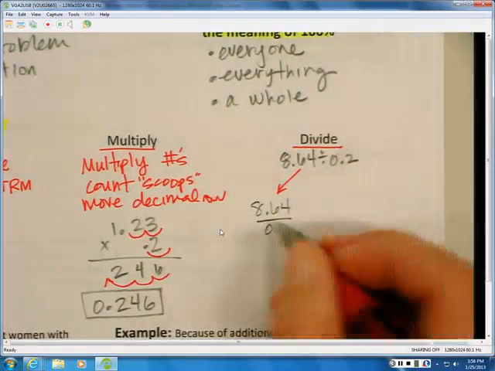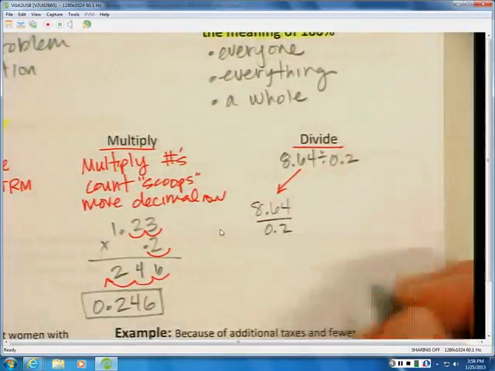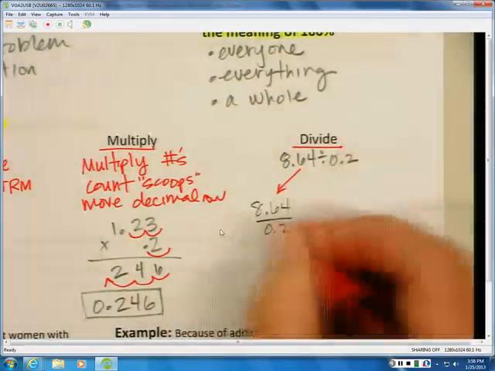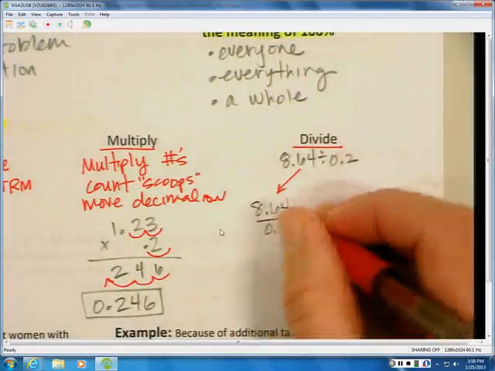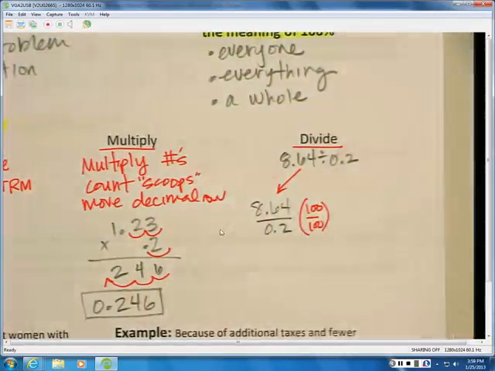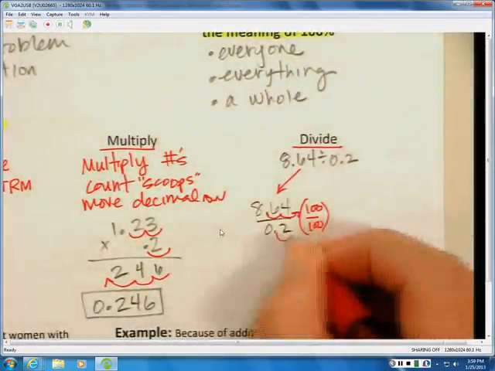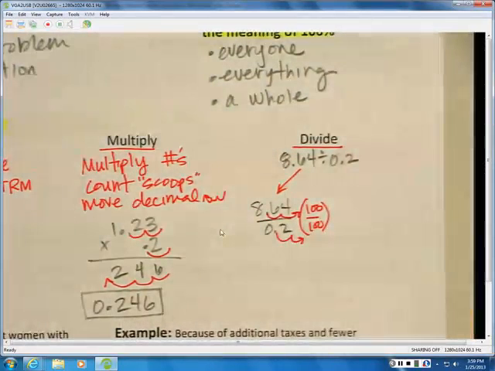Okay, I digress. We want to get rid of these decimals. I notice I have 2 digits past the decimal, 1 digit past the decimal. The thing that lets me move this is, if I need to move it 2 spaces, I really need to multiply by 100 over 100, right? That's going to pull this 2 scoops to the right.